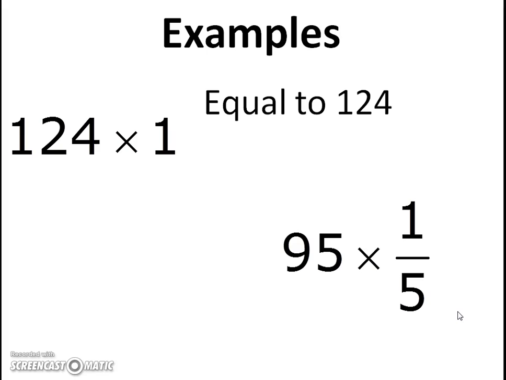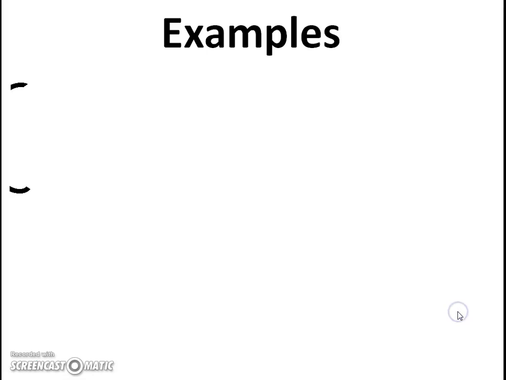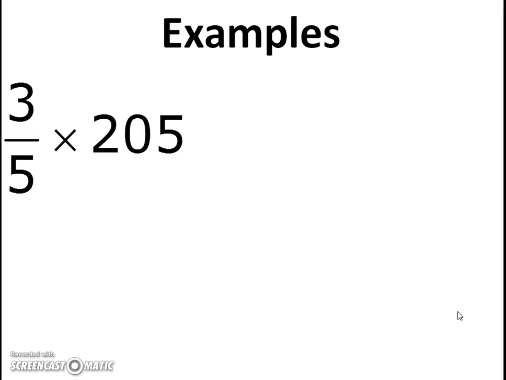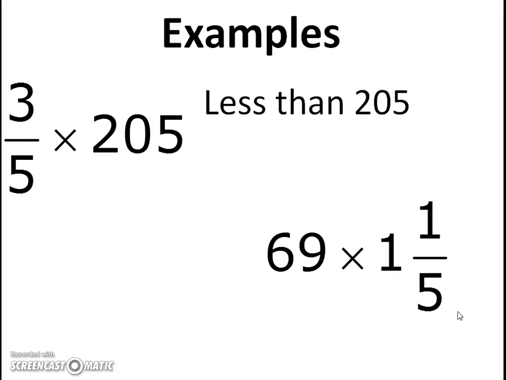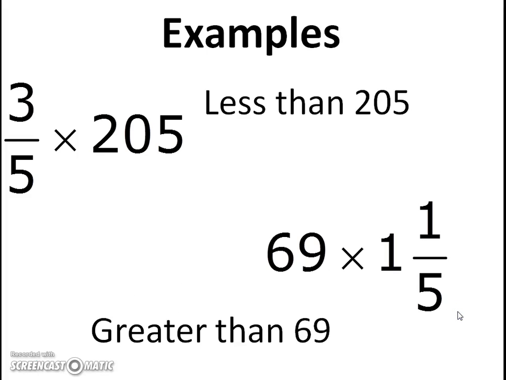95 times 1/5 is less than 95 because 1/5 is a proper fraction that is less than 1. 3/5 times 205 is less than 205 because 3/5 is a proper fraction that is less than 1. 69 times 1 1/5 is greater than 69 because 1 1/5 is a mixed number that is greater than 1.